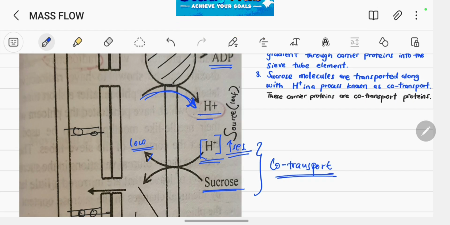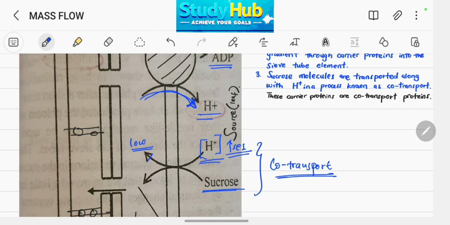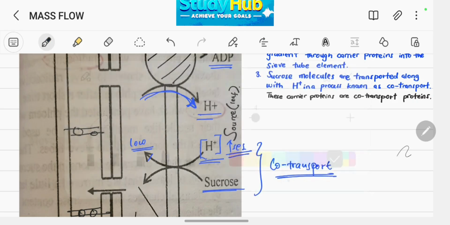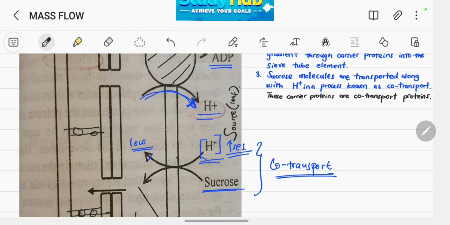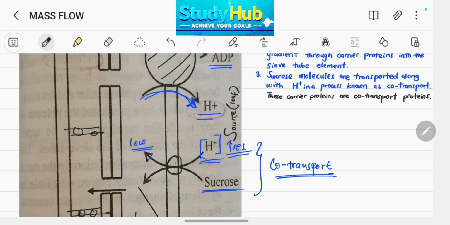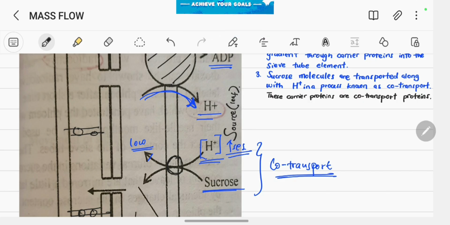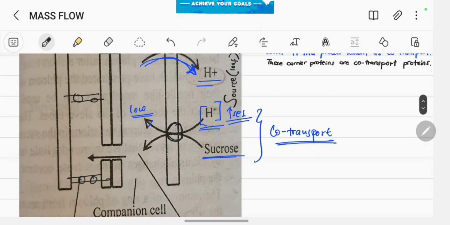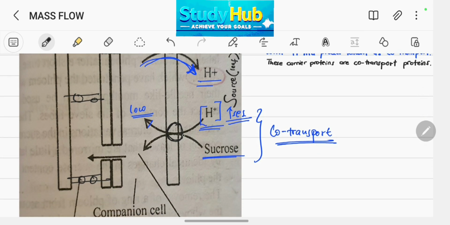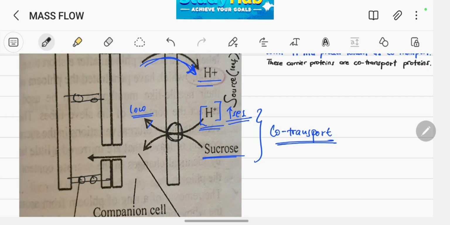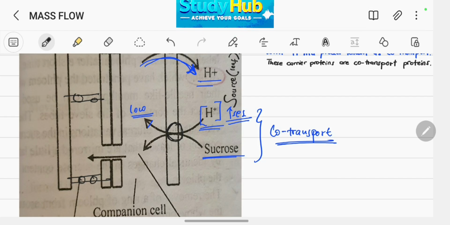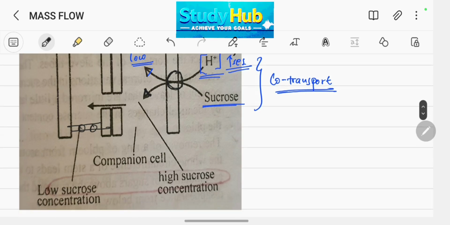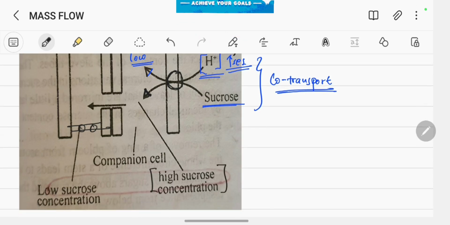And there are certain proteins that are responsible for that. We shall call them co-transport proteins. We have it here. So as hydrogen moves back into the companion cell, it's going to induce sucrose to also move along the same gradient like that. Now, as sucrose accumulates within the companion cells here, we have to know that its concentration is increasing within the companion cells.